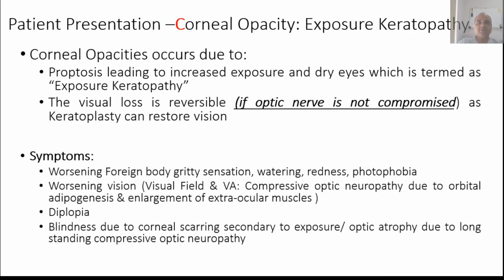The symptoms are obviously going to be worsening symptoms of exposure, which is worsening foreign body sensation, gritty sensation, watering, redness, photophobia, worsening visual field and visual acuity because of the effects of compressive optic neuropathy, which is happening because of orbital adipogenesis, orbital edema, and enlargement of extraocular muscles. Diplopia because of loss of appropriate muscle function, as we just did in the last stage, and blindness. And that blindness can be because of corneal scarring secondary to exposure, and it can also be because of optic atrophy, because of long standing compression of the optic nerve.